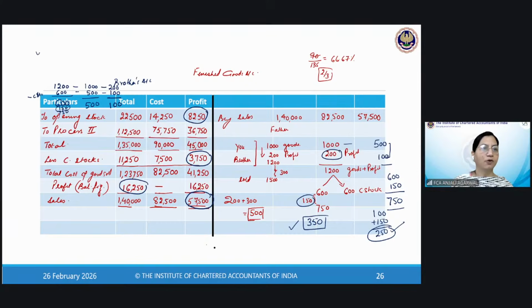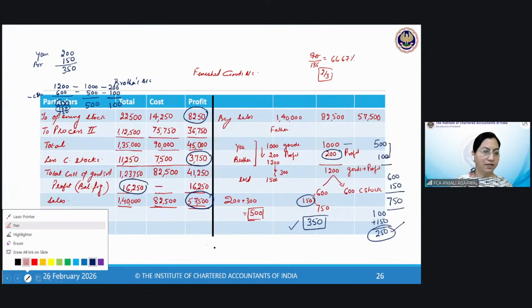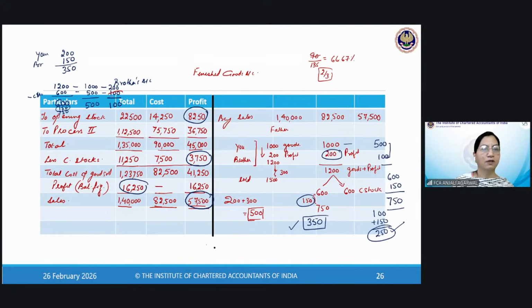So what is your profit? 200. Brother's profit? 150. Total profit? 350. Minus profit which is unrealized in the closing stock? 100. So the true profit of the entity or family is 250, right? Is it clear now? Maithili, is it clear?